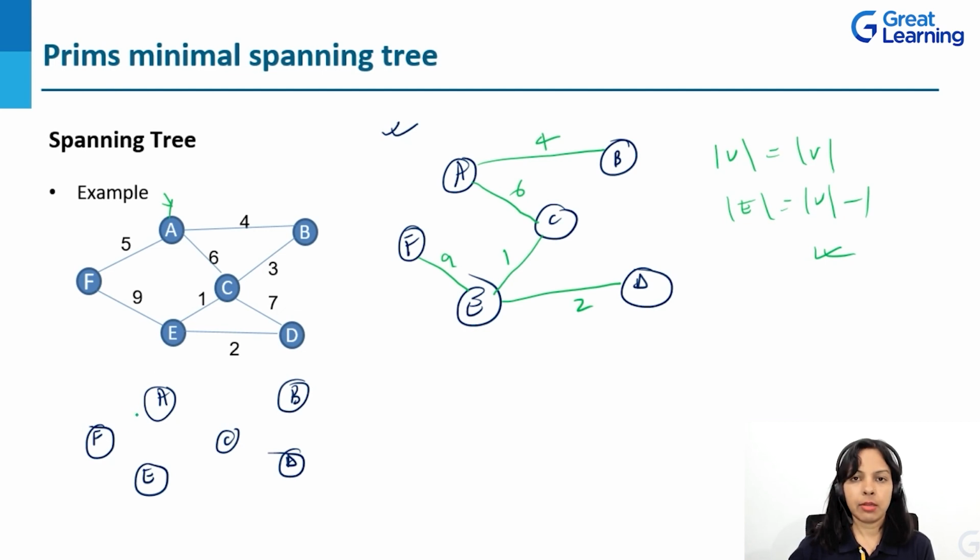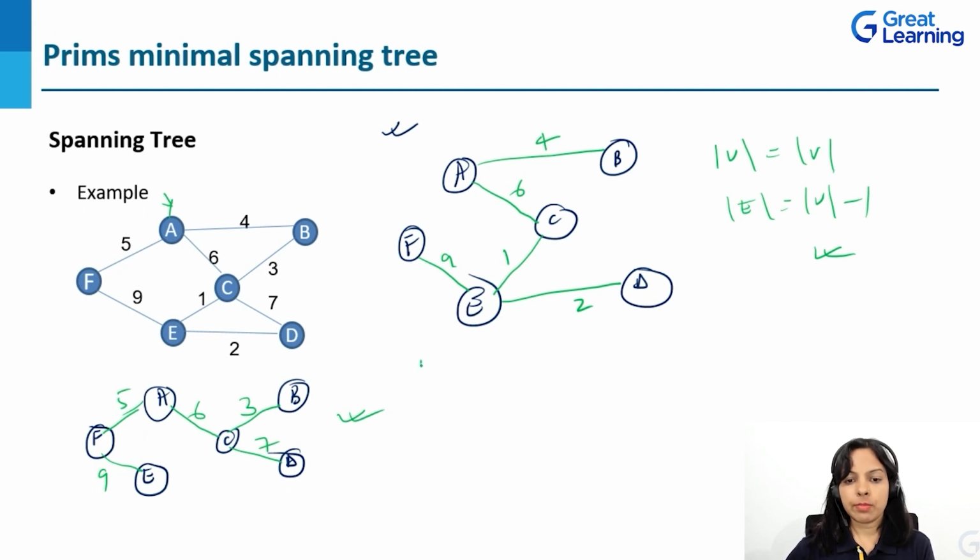Now coming to another example of a spanning tree. Can there be one more spanning tree? Yes, if you select different edges, different spanning trees you will obtain. So suppose between A and F I select this edge 5. Between E and F I select this edge 9. Between A and C I select this edge 6. Between C and B I select this edge 3. Between C and D I select this edge 7. So all the vertices are covered here and the number of edges is one less than the vertices, right? So this is also another spanning tree.